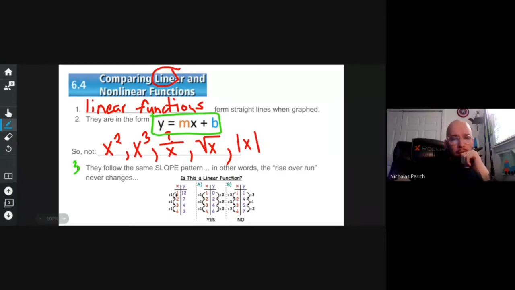So if I look at this guy, that goes up plus 1, plus 1, plus 1. That's good. This goes down minus 5, minus 3, minus 1. Since they go down by separate things, this one's a no. And if you're looking at that and like, oh, that's too small, I'm not sure. We're going to do examples. Don't you worry your pretty little heads off.